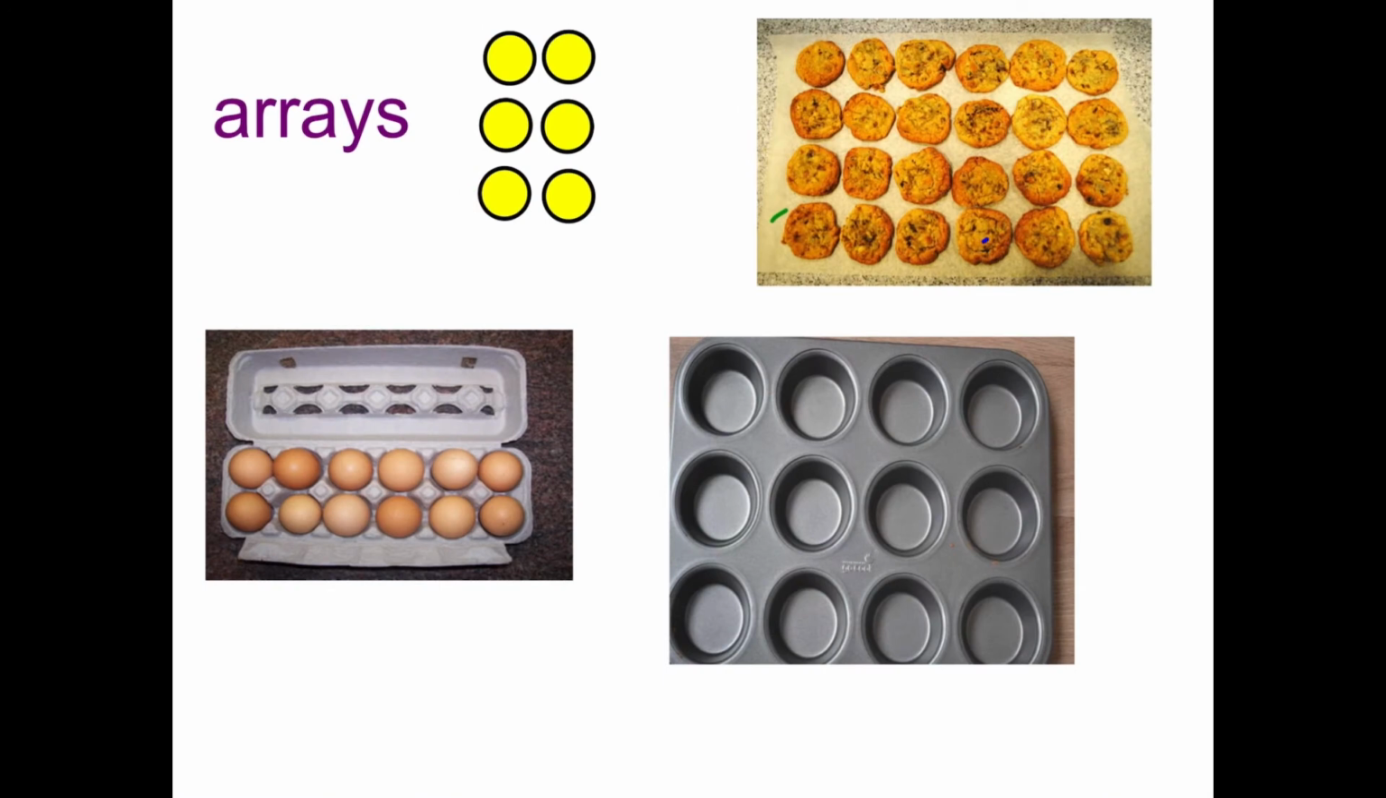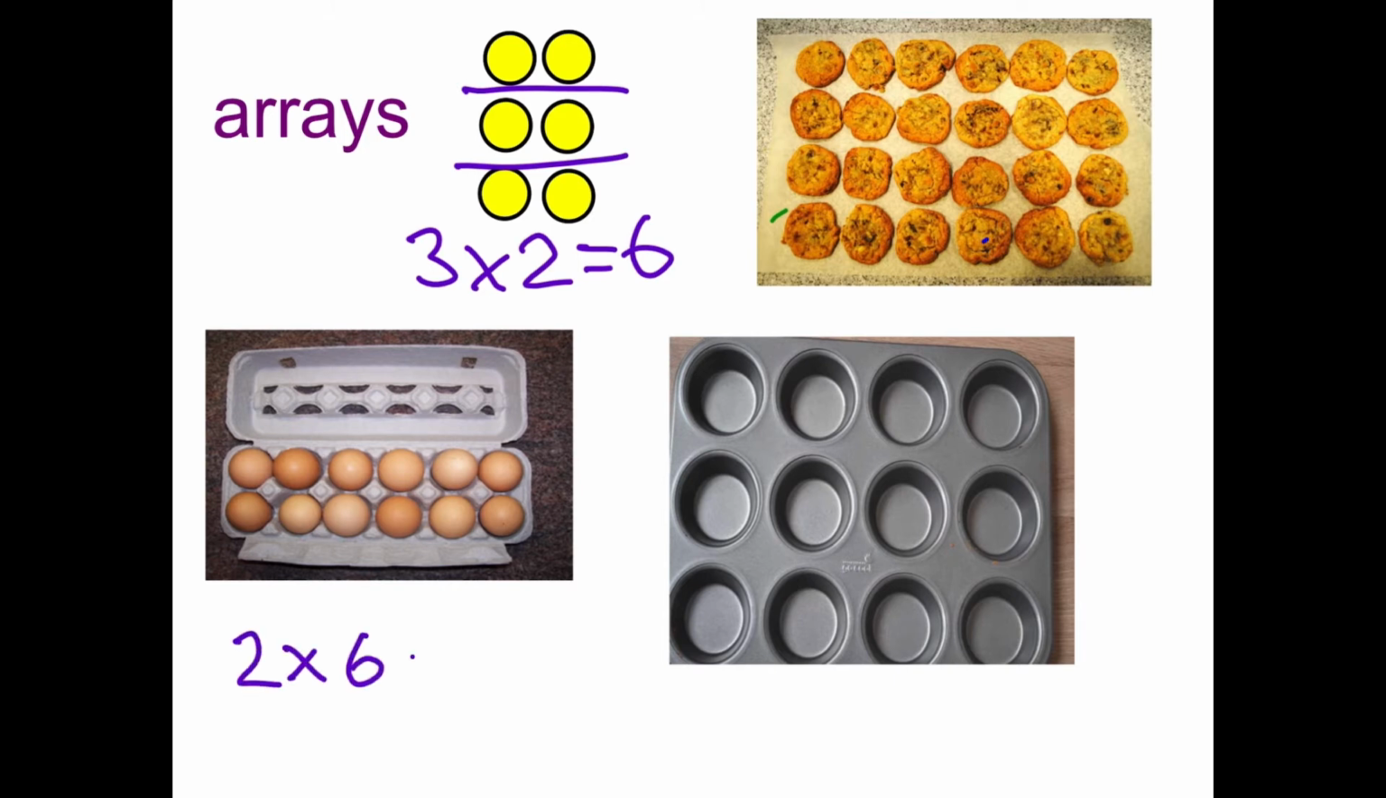So this week we've been thinking about arrays. Now here's some of the pictures again. You might have seen some of these before. So we've got this one at the top. We've got rows of 2 and there are 3 rows. So 3 times 2 equals 6. This one down here we've got a row of 6 and we've got 2 rows. So 2 sets of 6. That's 12. This one here we've got 4 in a row and we've got 3 rows. So 3 times 4 equals 12.